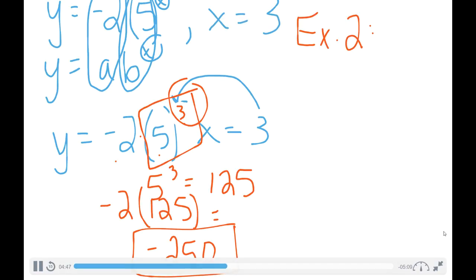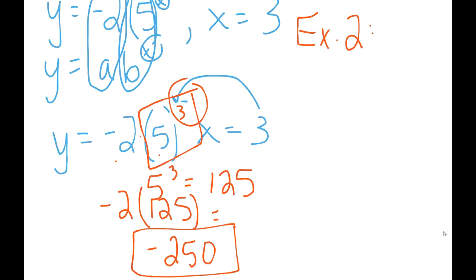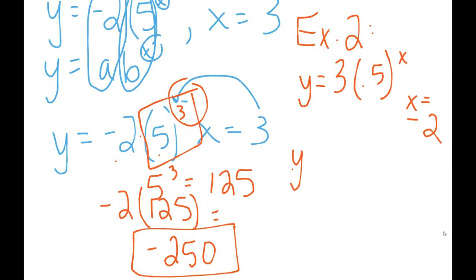Okay, another example would be if you have y equals 3.5 to the x and x equals -2. So again, fill in the formula, 3.5 all raised to the negative second. Well, 0.5 to the negative second is like 0.5 times 0.5, which would be 1/4. But when it's a negative, you're going to flip it.